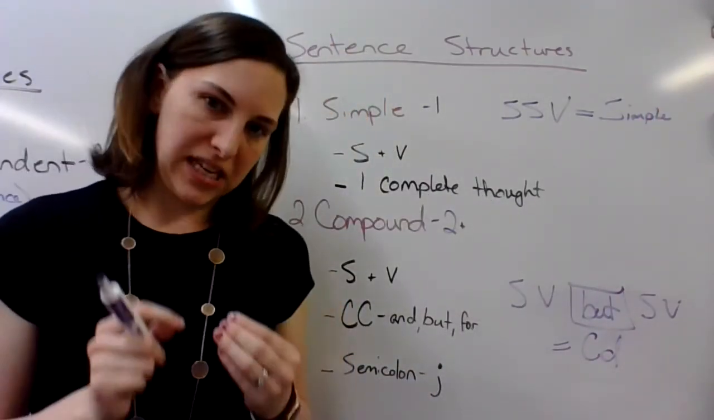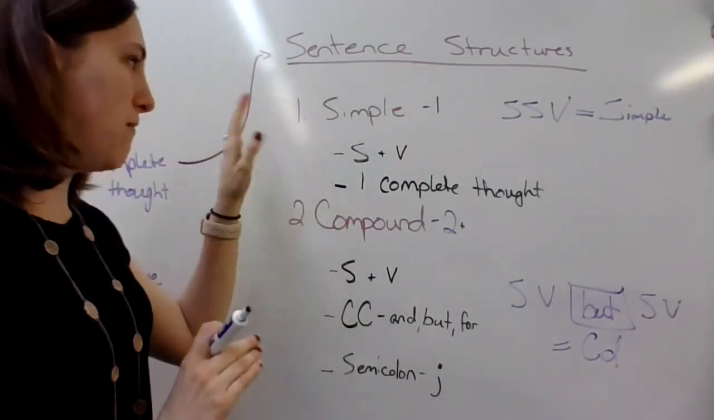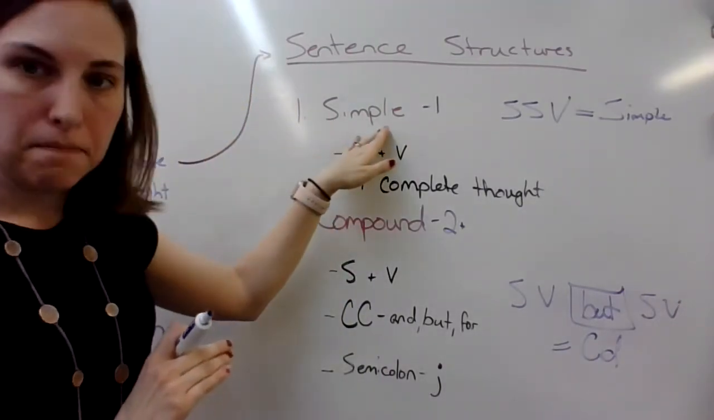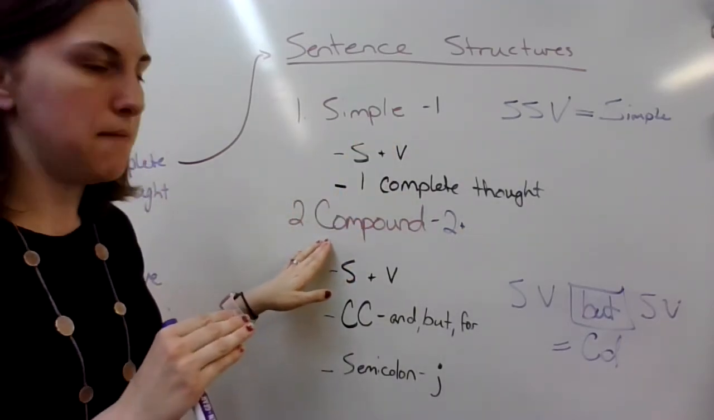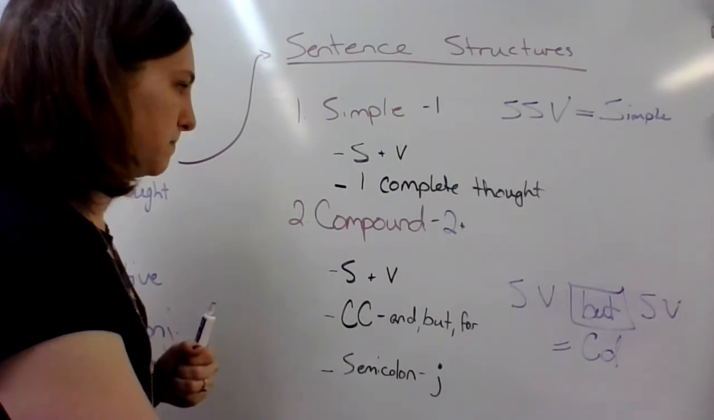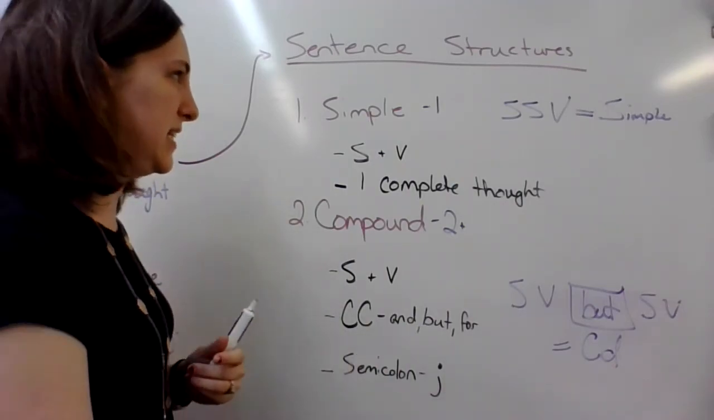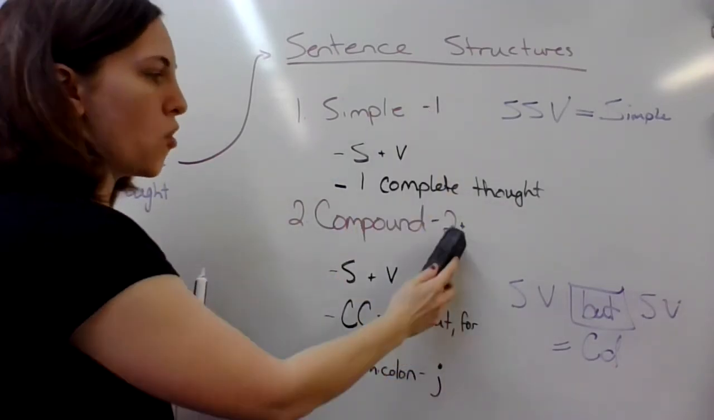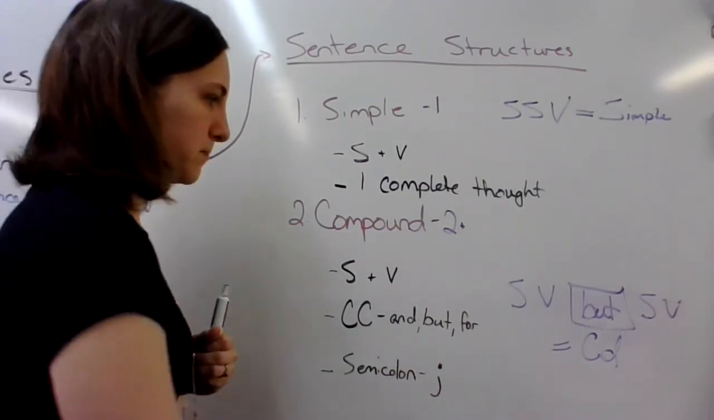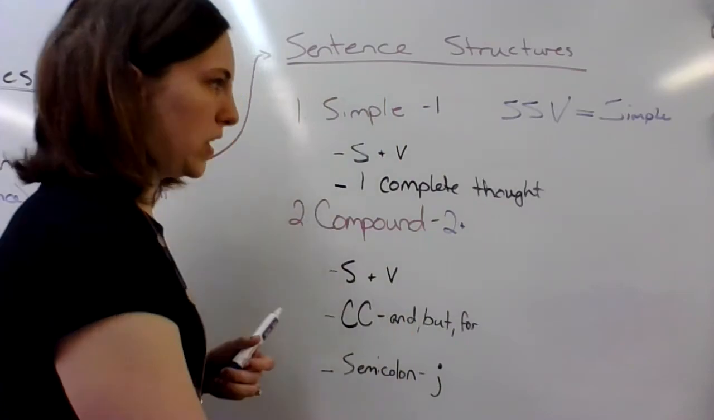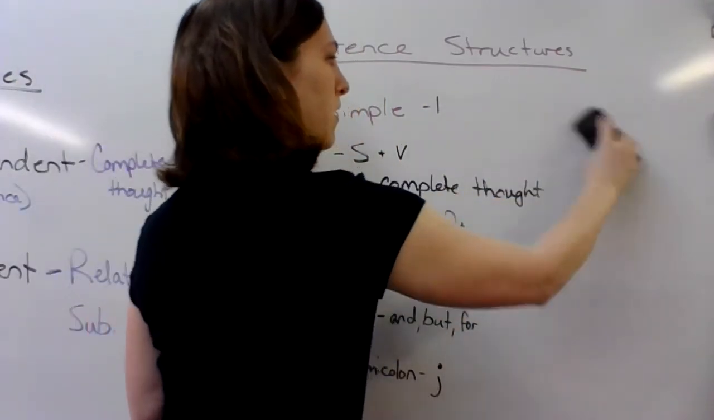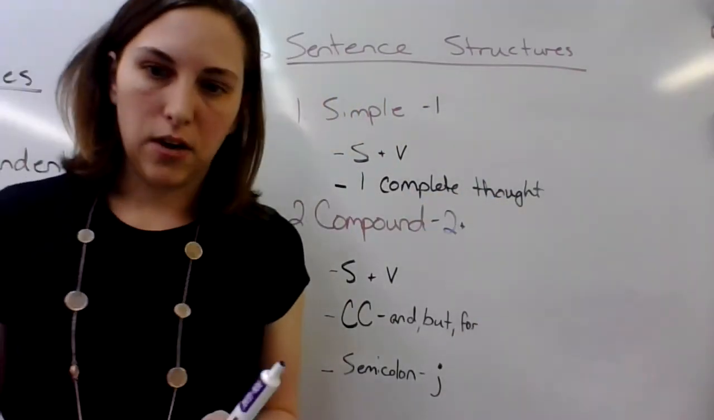How many complete thoughts do you have? Do you have 1 complete thought, making it simple, or do you have more than 1 complete thought, making it a compound sentence? That's basically the idea. 1 complete thought or 2 or more complete thoughts. Work on the rest of those. Let me know if you have questions about any of it. And hopefully that was clear.